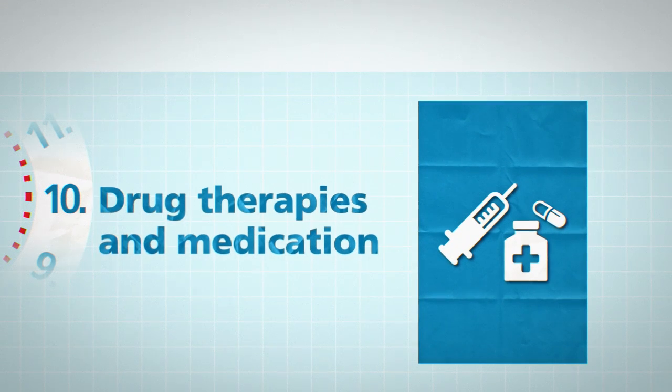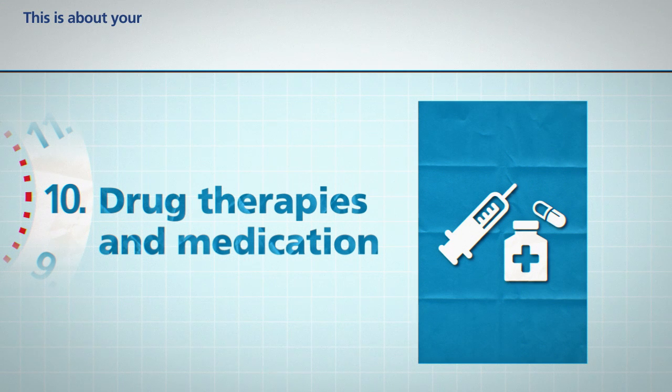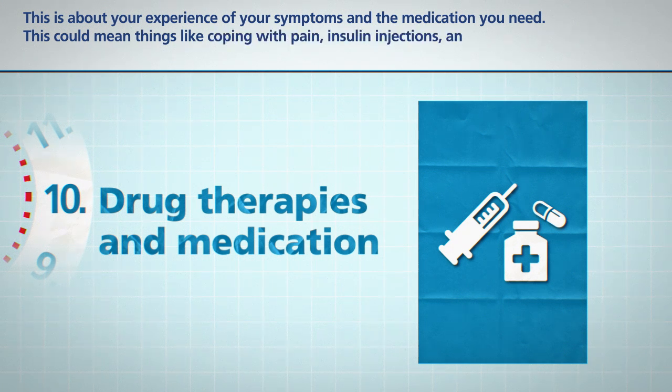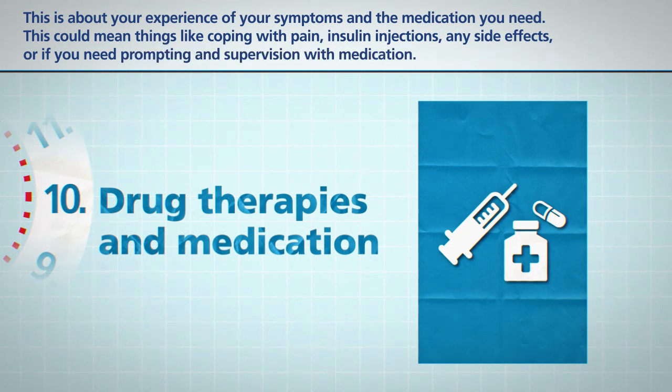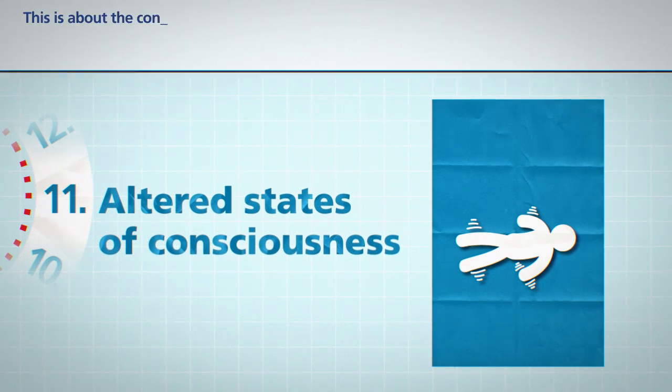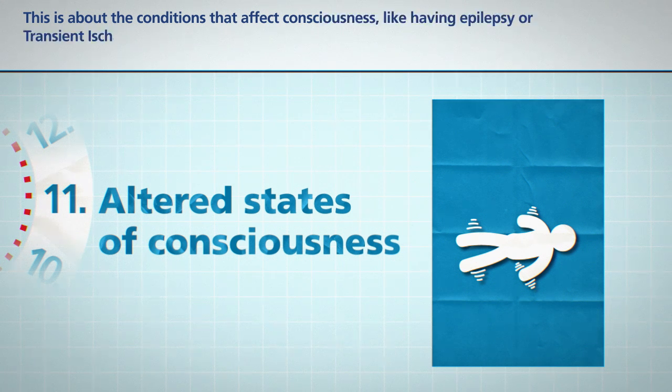10. Drug therapies and medication. This is about your experience of your symptoms and the medication you need. This could mean things like coping with pain, insulin injections, any side effects, or if you need prompting and supervision with medication. 11. Altered states of consciousness. This is about the conditions that affect consciousness, like having epilepsy or transient ischemic attacks, TIAs, which are like mini-strokes.